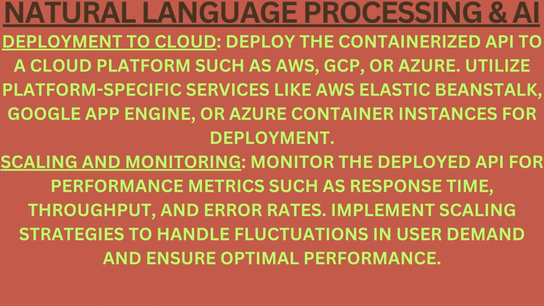Deployment to cloud. Deploy the containerized API to a cloud platform such as AWS, GCP, or Azure. Utilize platform-specific services like AWS Elastic Beanstalk, Google App Engine, or Azure Container Instances for deployment.